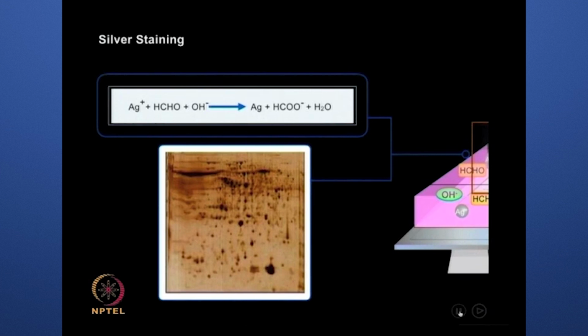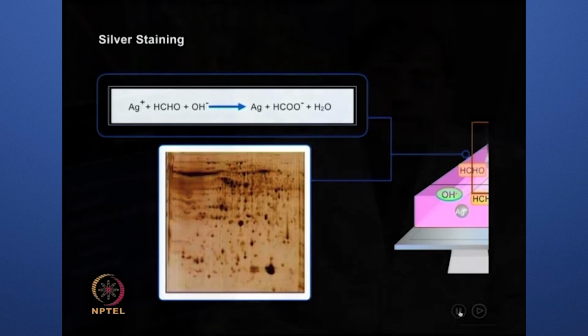Finally, the gel can be viewed as dark bands or dark spots against a light background. As you can see in this 2D gel image, the spots on the dark background are stained with silver stain.